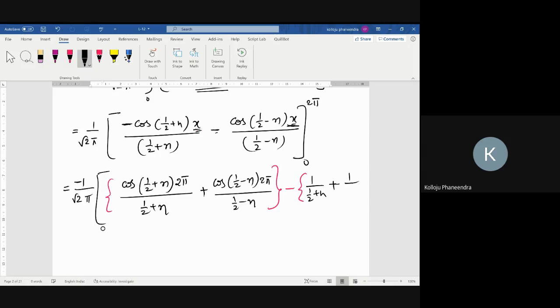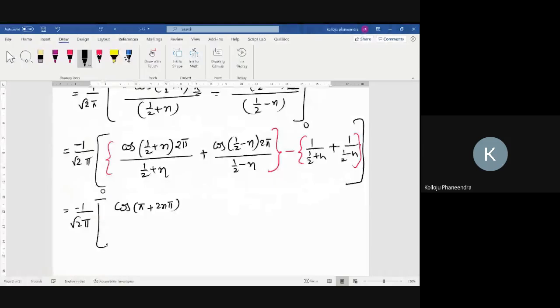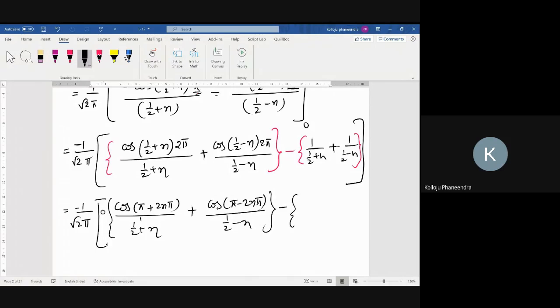1 by 2, and this becomes cos of (pi plus 2n pi) by (1 by 2 plus n). Next value is cos of (pi minus 2n pi) by (1 by 2 minus n), and this is in one bracket, minus 1 by 2 plus n plus 1 by 2 minus n. I'm writing as it is.